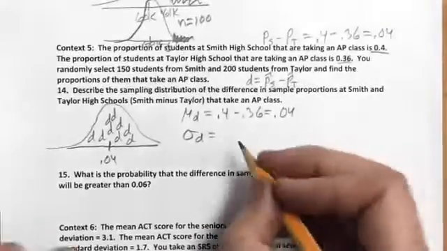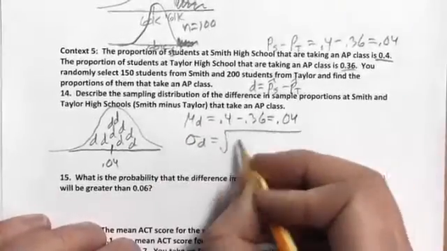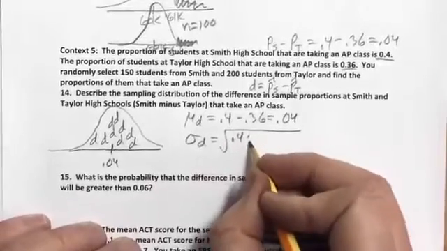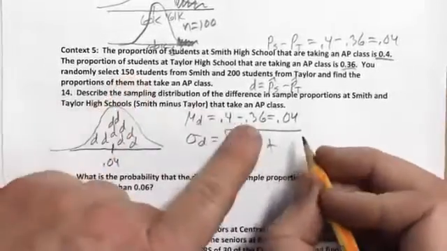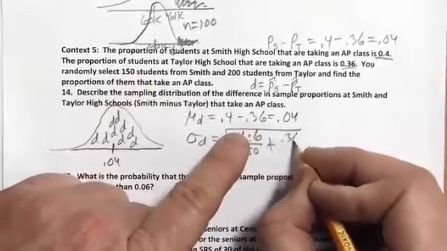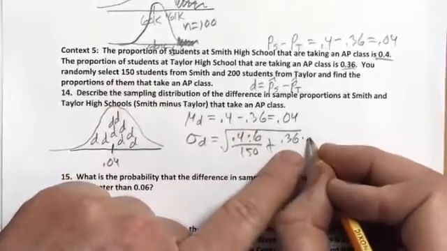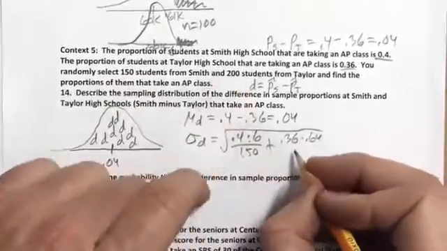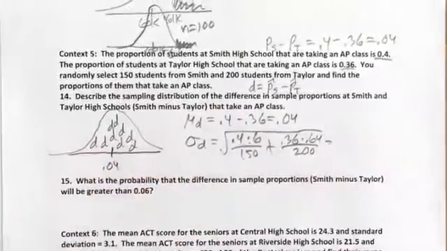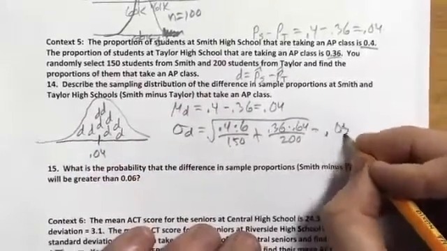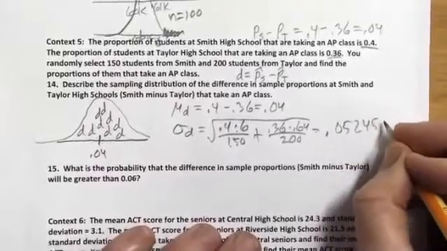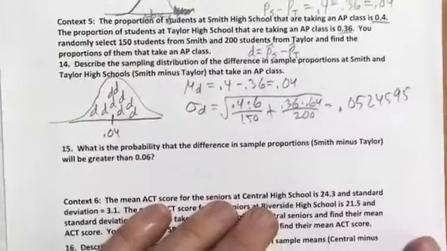So it would be this. We'd do it for 0.4. It'd be the square root of 0.4 times 1 minus 0.4, which is 0.6, over its sample size, which is 150, plus, and then do it for 0.36: 0.36 times 1 minus 0.36, which is 0.64, over its sample size, which is 200. And that, in fact, is equal to 0.0524595, using a healthy number of sig figs.